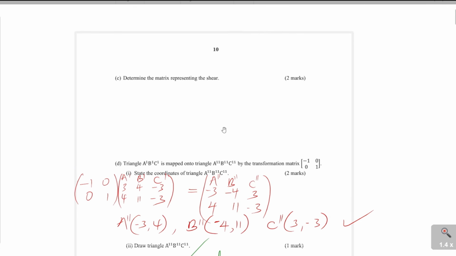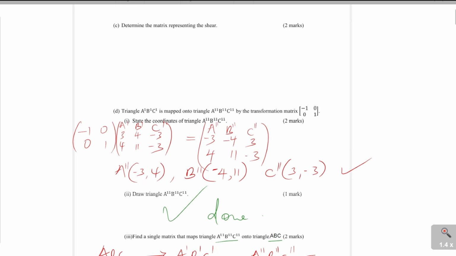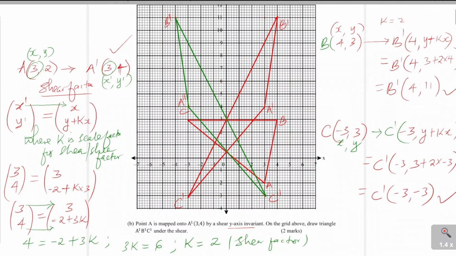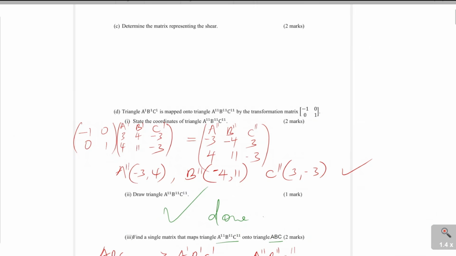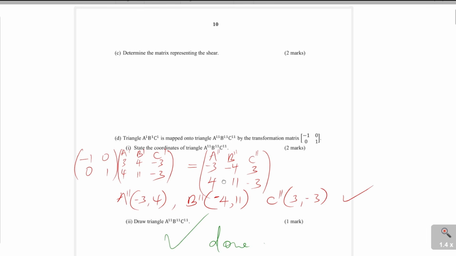There's this question after getting the shear, that is part C. For the shear, we are supposed to determine the matrix representing that shear. Remember that in the first part, we went from A, B, C to A prime, B prime, C prime. This was a shear. And we need to get that matrix. It is already here in part C of the question. Determine the matrix representing the shear.